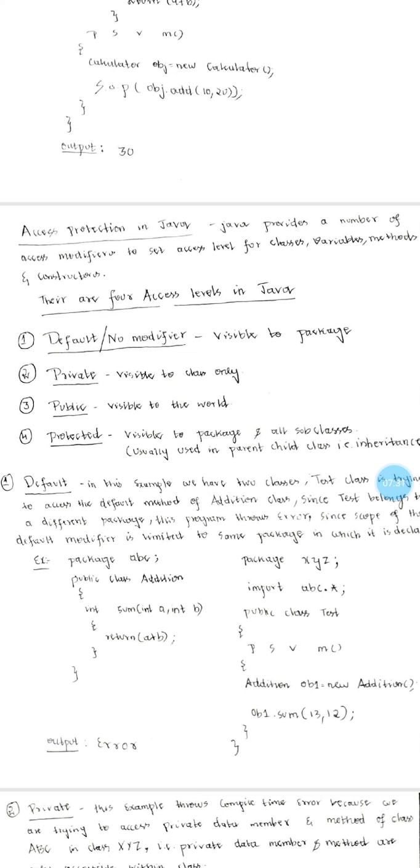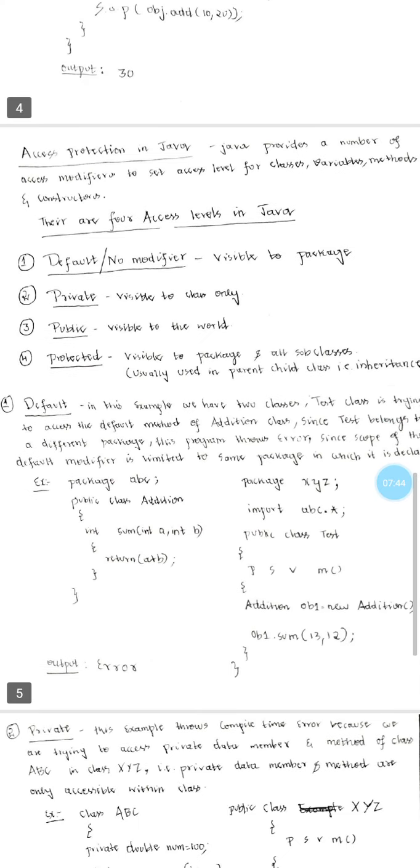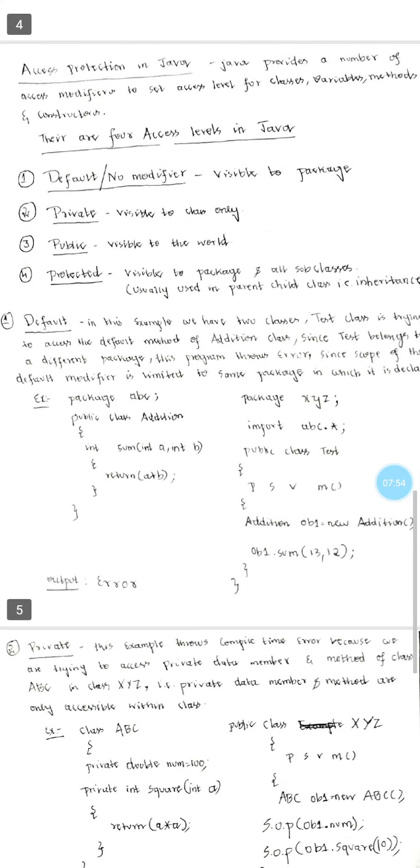Basically there are 4 access levels in Java. First type is default or no modifier. When I don't specify any modifier explicitly, then that is considered as the default modifier. Okay, and it is visible within the package. If I write a package, within that package I am able to access that. That is the accessibility level within the package.